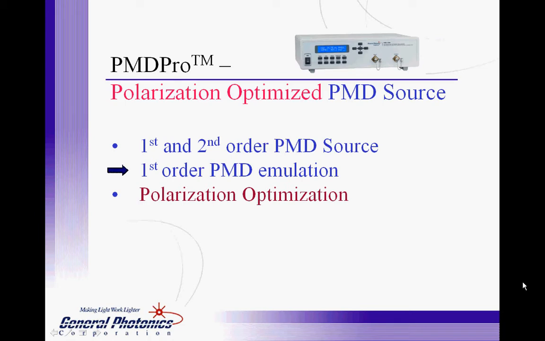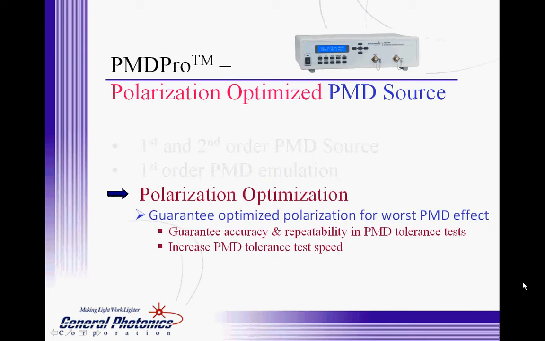PMDPro can perform PMD emulation by generating statistical PMD distributions. More importantly, PMDPro integrates several industry-first optimization functions. Firstly, PMDPro can guarantee the optimized polarization for worst PMD effect. Therefore, PMDPro can guarantee the accuracy and repeatability in PMD tolerance tests, as well as increase PMD tolerance test speed.